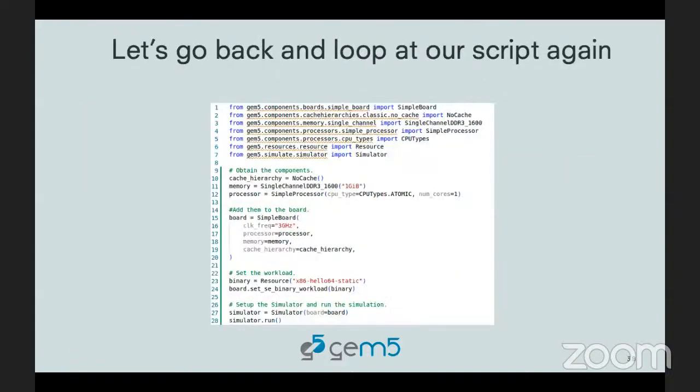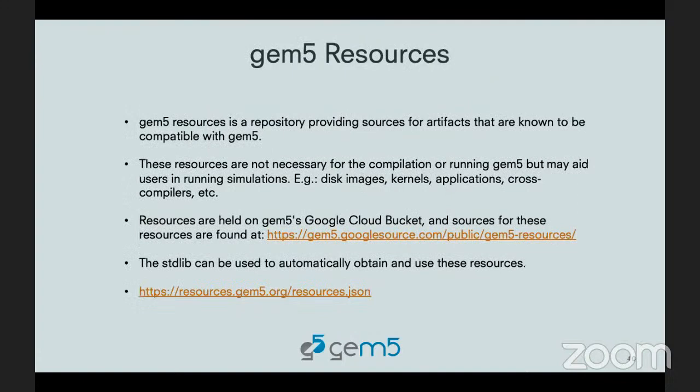And let's go back. Again, I will just go over the example we just did. Don't worry, there's other examples coming up. Now you understand. We're importing everything from the gem5 standard library. These are our components. They're put into our board, setting the workload, running it in the simulator. Behind the scenes, automatically, all these sim objects are connected in a way that is sound. And then when you click run, the event queue gets populated and then continues on until the end of your simulation.